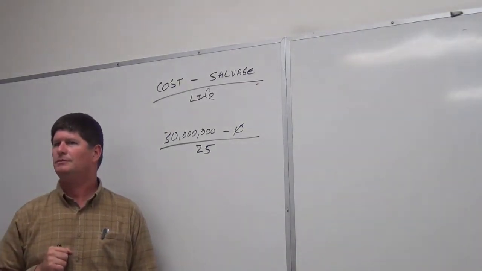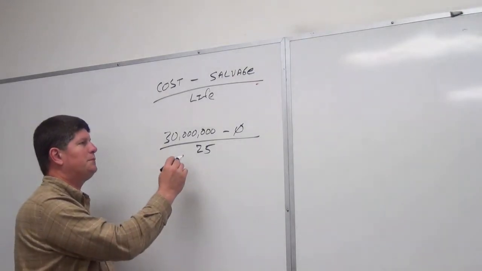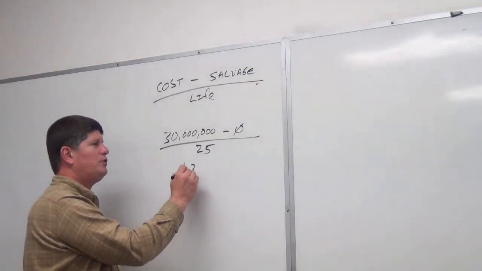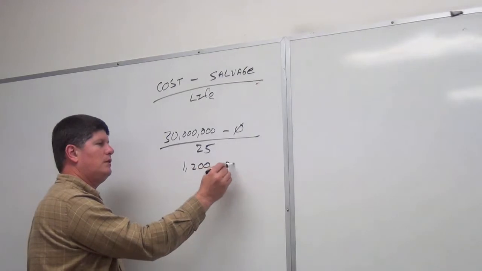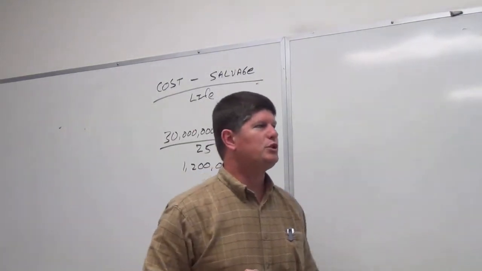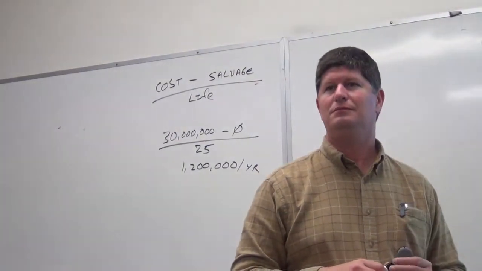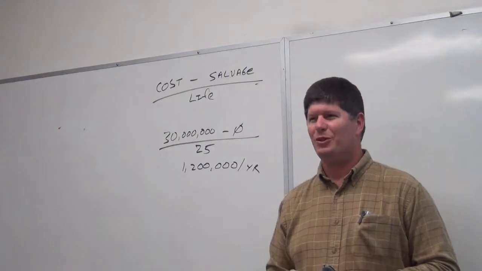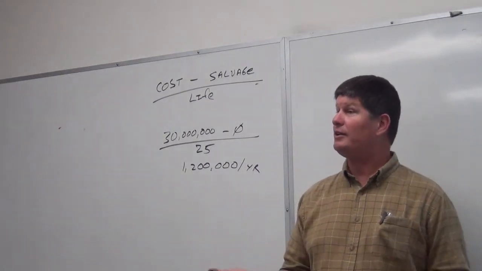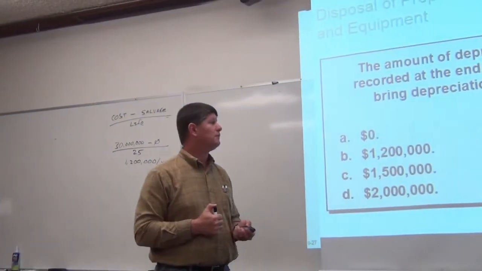$1,200,000. So our depreciation every year is $1,200,000. What's the depreciation in the 17th year? $1,200,000, right? Because it's straight line depreciation. Good? Everybody see that? Okay.